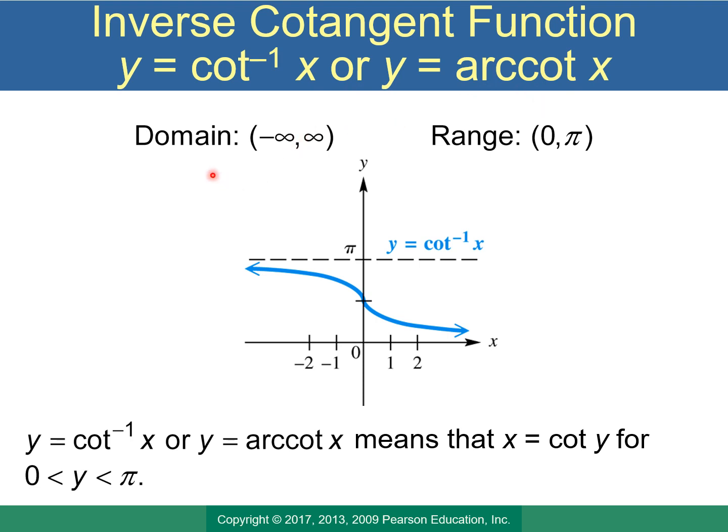Very similar to tangent inverse, we have a domain of all real numbers, but our range here is very close to the range for cosine inverse, other than the ends not being part of it. So we can't ever get 0 or pi as an answer here. And we have asymptotes at pi. We also have an asymptote at 0 for this one.